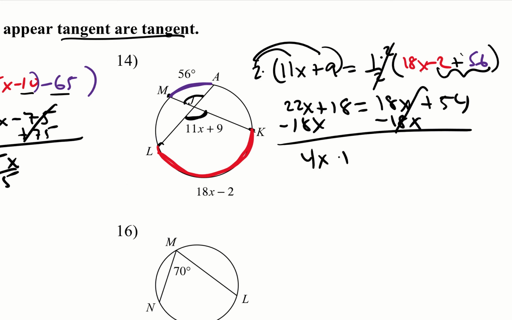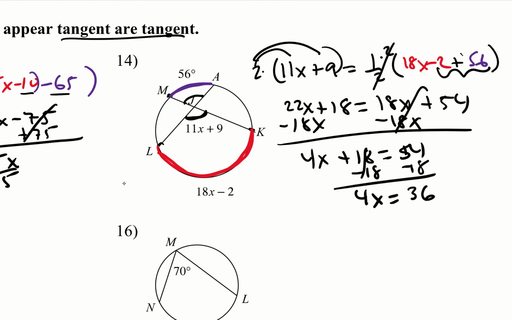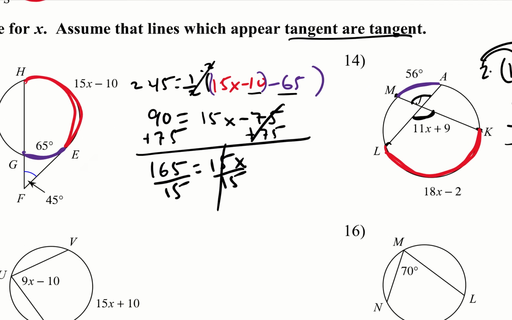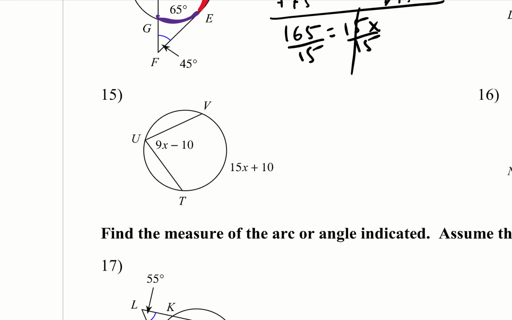We got 4x plus 18 equals 54. Subtract 18. And you get 36. Then we can divide by 4, and I'll leave that to you guys to finish off that x there.